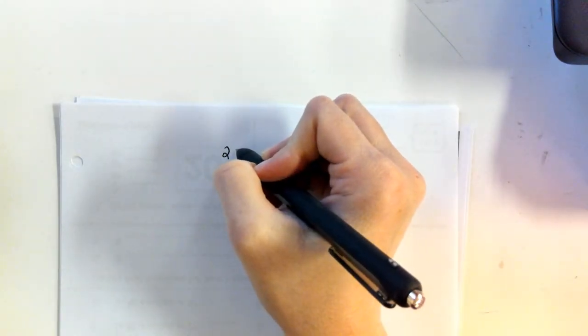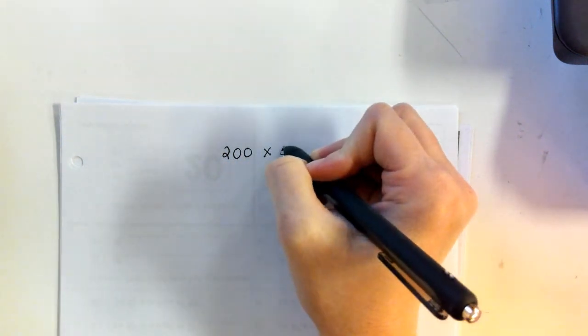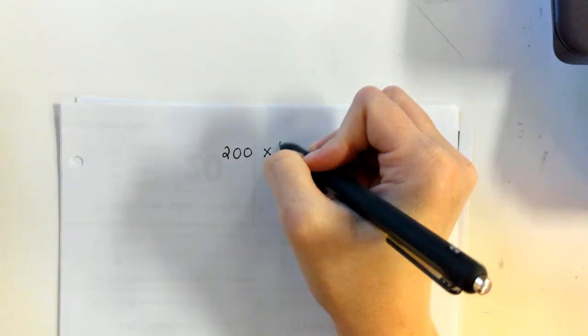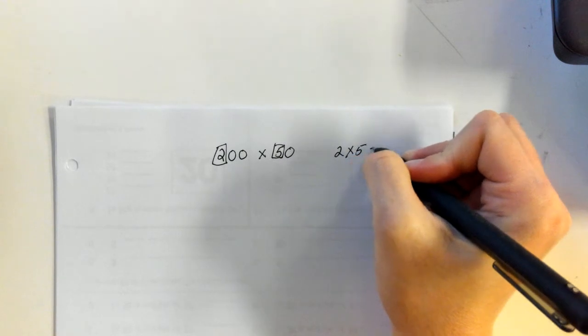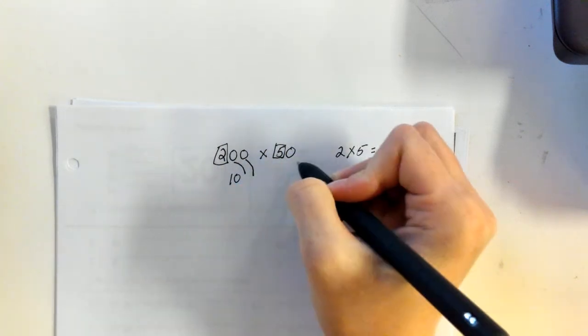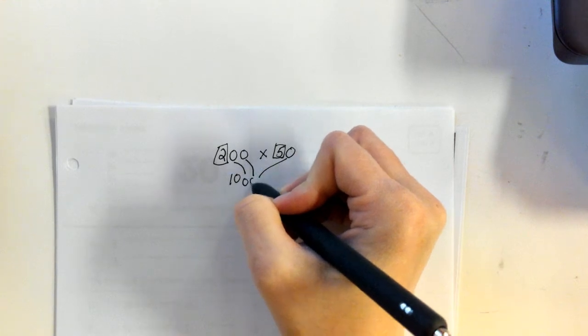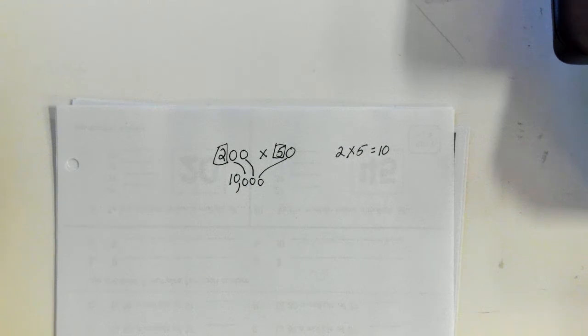If I have 200 times 50, what am I going to do? I'm going to put a box around my non-zeros. I'm going to multiply 2 times 5. When I multiply 2 times 5, I get 10. Then I'm going to add back all of my zeros. So 200 times 50 is 10,000.